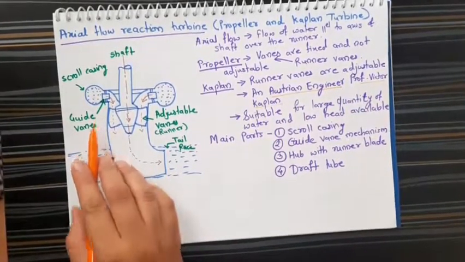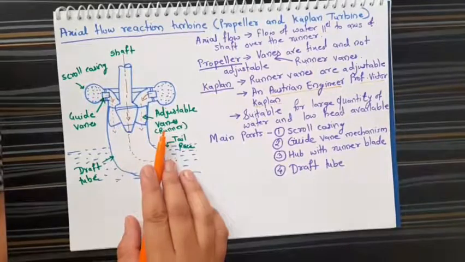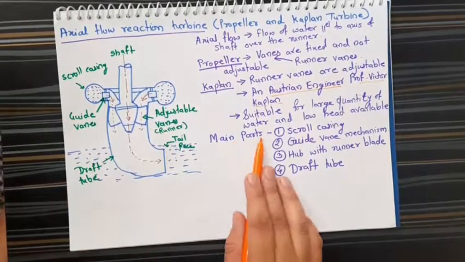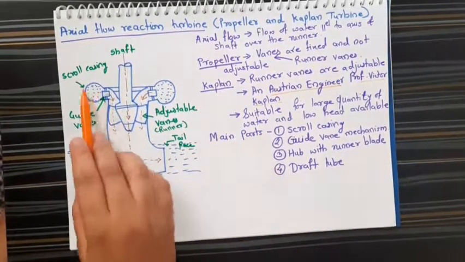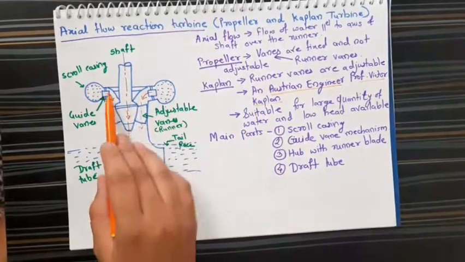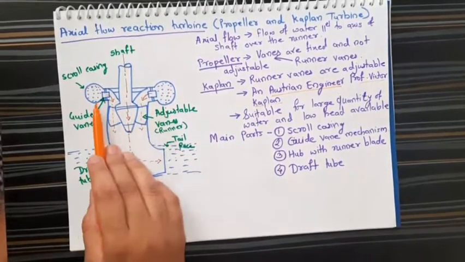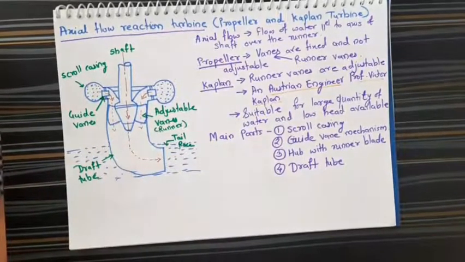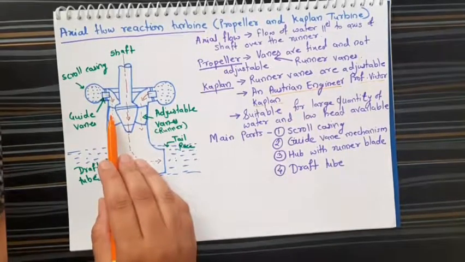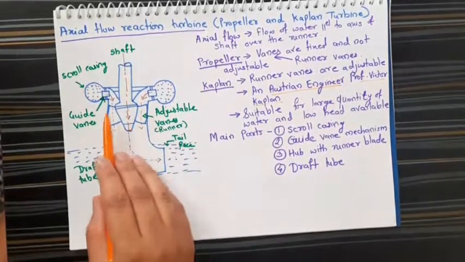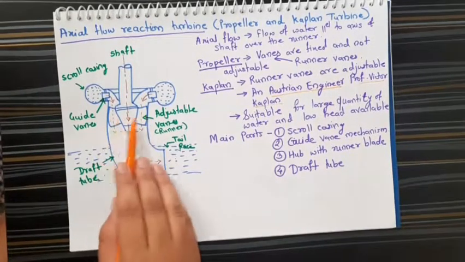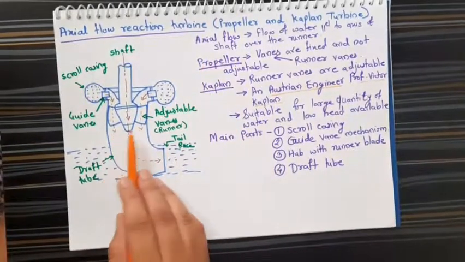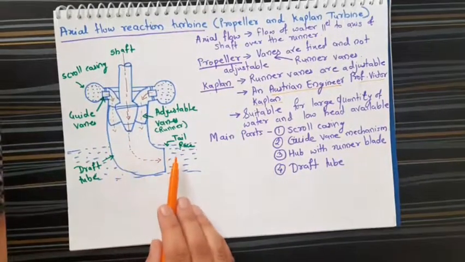These axial flow turbines are suitable when a large quantity of water is available, and also if low head is available. Main parts of the axial flow turbine are the scroll casing, the guide vane mechanism, which actually guides the flow of water towards this runner blade, and next one is a hub with the runner blades. These are adjustable in case of Kaplan and they are fixed in case of the propeller. Next one is a draft tube.